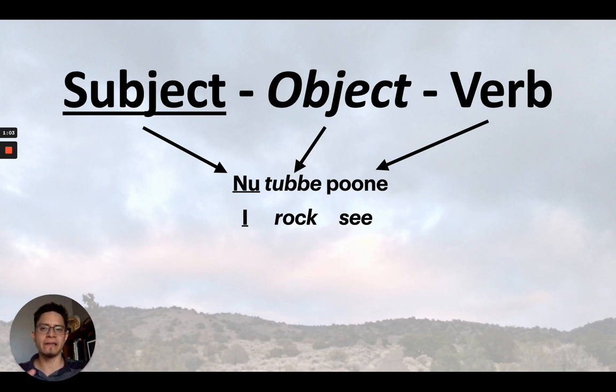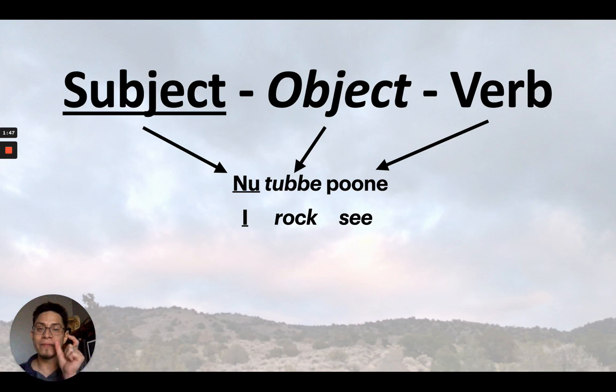The subject of the sentence, which I have underlined here, is ne. That means I. The subject, as a reminder, is the one doing a particular action in a sentence. It is the doer of the action. The verb at the end is whatever that action is that is being done. So I see. I am seeing something. That's the verb, puni, see. What do you see? Well, the answer to what you see is the object, which in this case is tebi, the rock. So I, a rock, see, is how you would say that in the Paiute language.